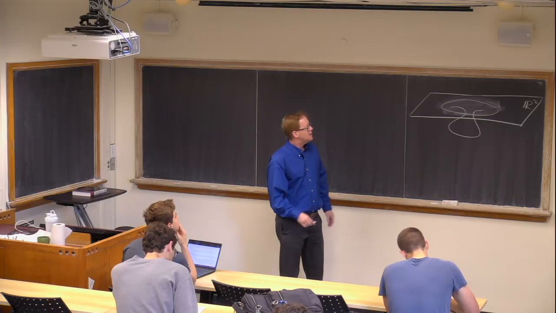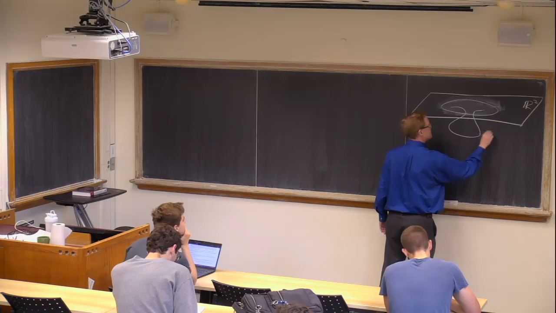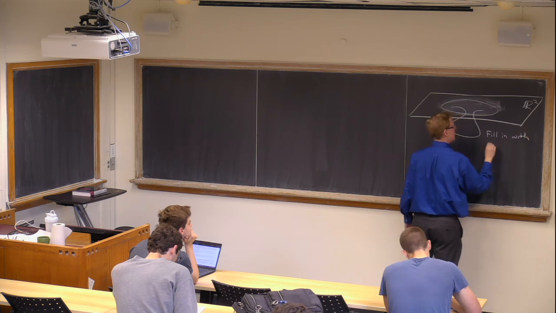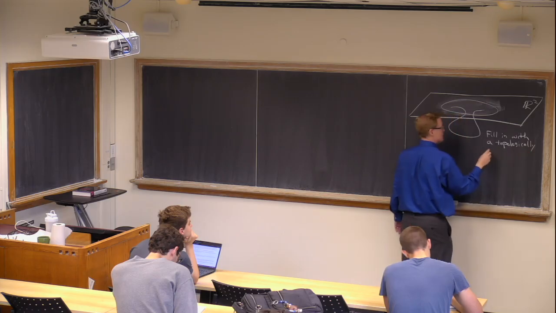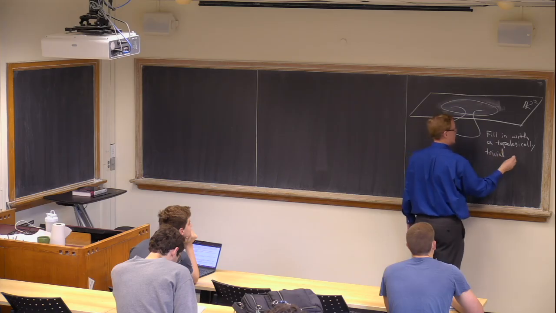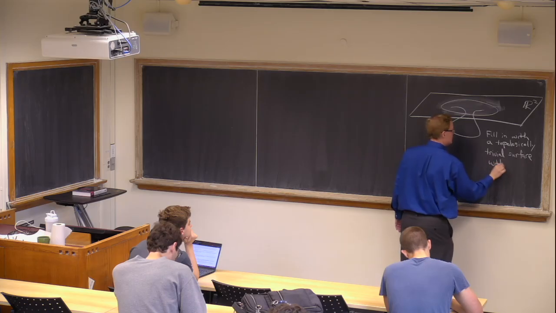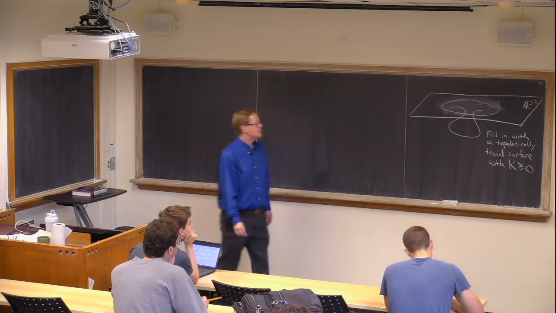Mm-hmm. But I want to do this in such a way that we fill in topologically trivially. In other words, topologically equal, trivial meaning the same. I haven't added any handles or anything. Fill in with a surface with Gauss curvature greater than or equal to 0. Gauss curvature is greater than or equal to 0.